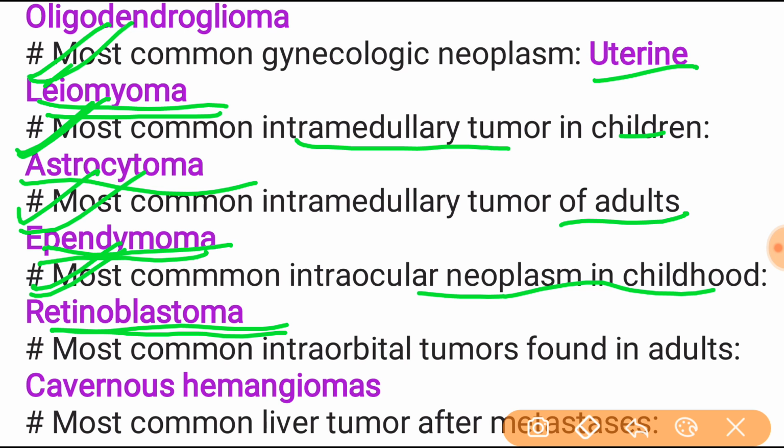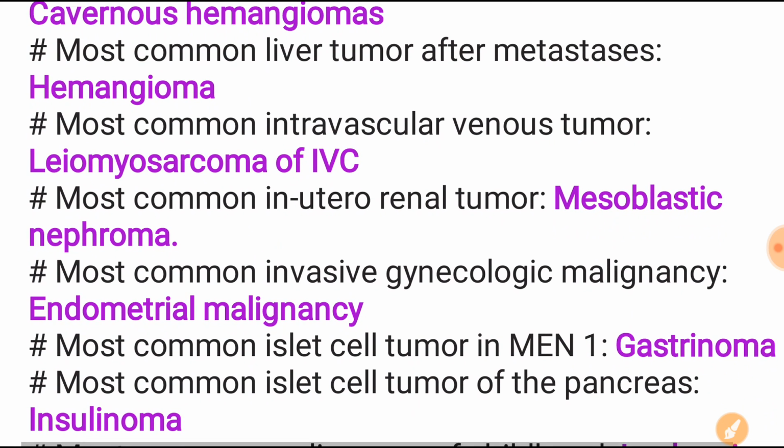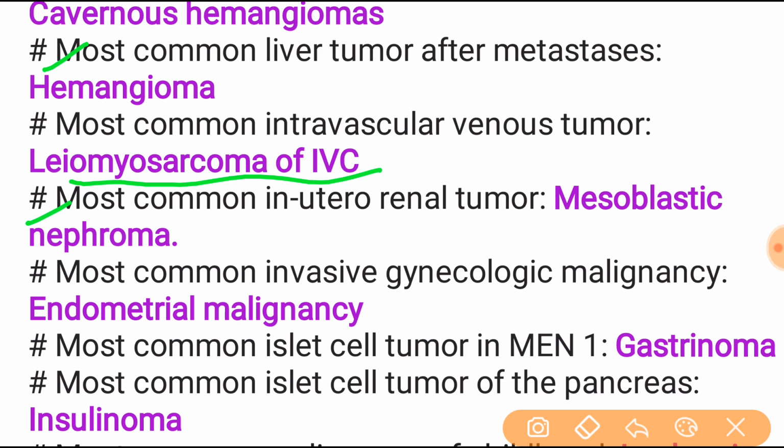The most common intraorbital tumor found in the adult is cavernous hemangioma. It is also a most important topic. The most common liver tumor after metastasis is hemangioma. Also repeated: the most common intravascular venous tumor is leiomyosarcoma of the IVC, and the most common intrarenal tumor in infants is mesoblastic nephroma.